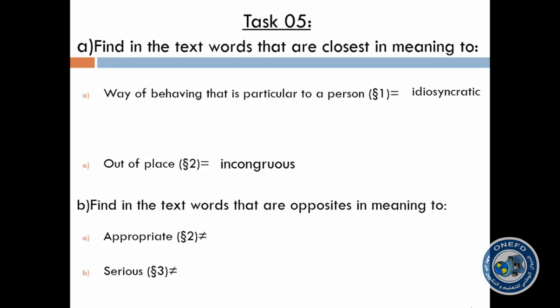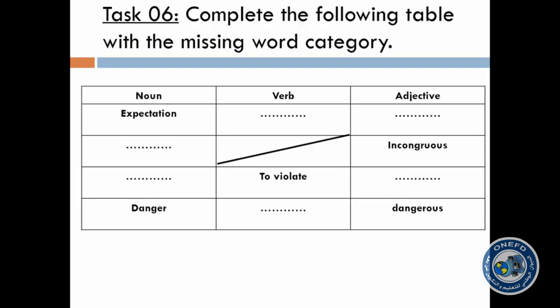The antonym, or the opposite, of the word appropriate is inappropriate. Here we have given the opposite of appropriate by using the prefix in. So in order to show that an adjective is opposite to the other, we can add the prefix in. The opposite of serious is funny. Did you get it right? Good. Let's move on.